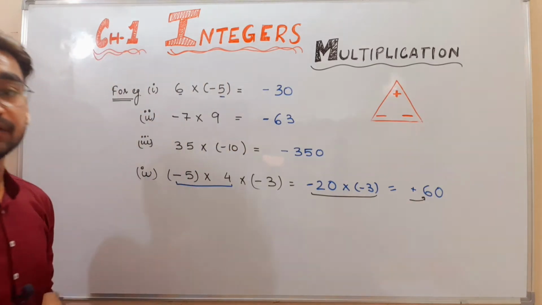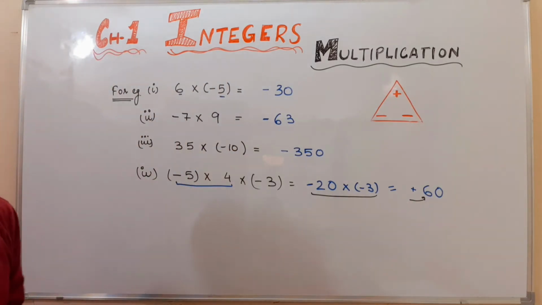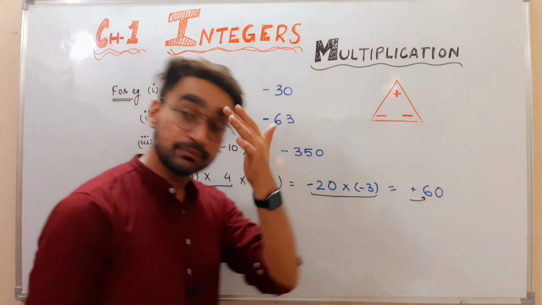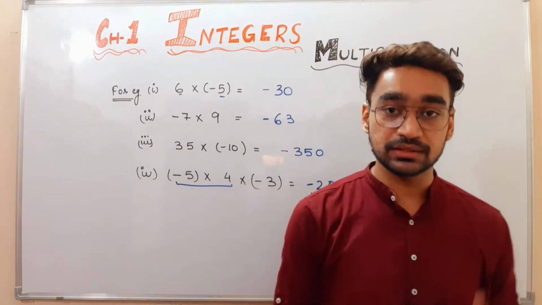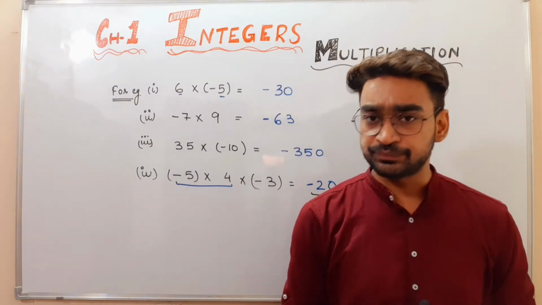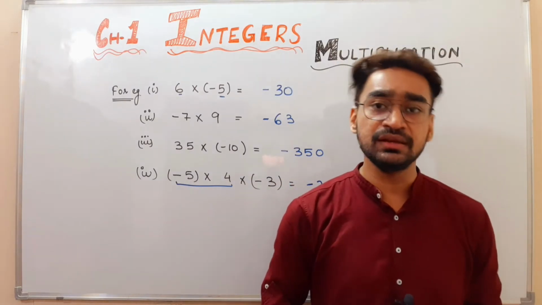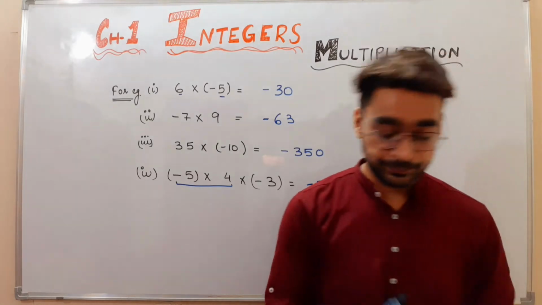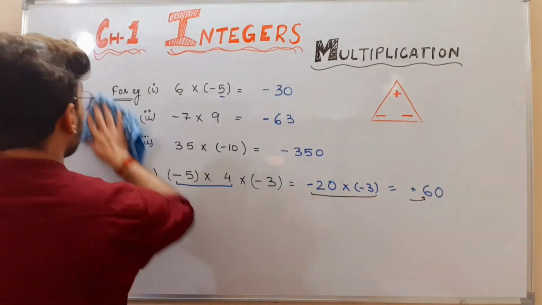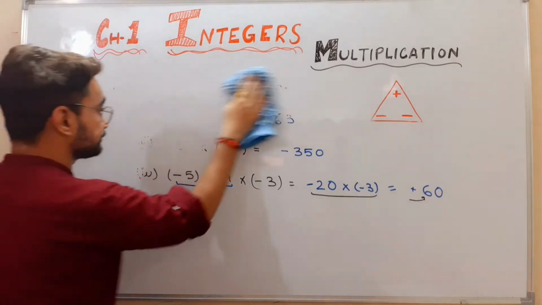If one is negative and one is positive, the answer will always be negative. If both are positive, everyone knows the answer will also be positive. So multiplication is very easy, right? No difficulty in there. Now let us see the properties of multiplication.